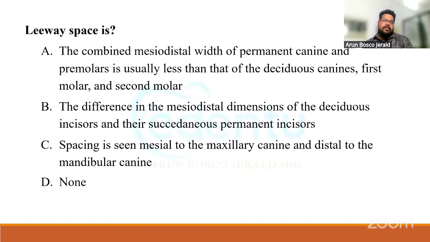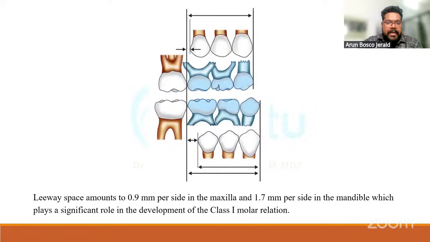The first question is actually very simple. Leeway space: the combined mesiodistal width of permanent canine and premolars is usually less than that of the deciduous canines, first molars and second molars. So you can directly opt for option A. Now, what is leeway space? The leeway space is the difference between the combined width of deciduous canines and molars when you're comparing it with the permanent canines and premolars.